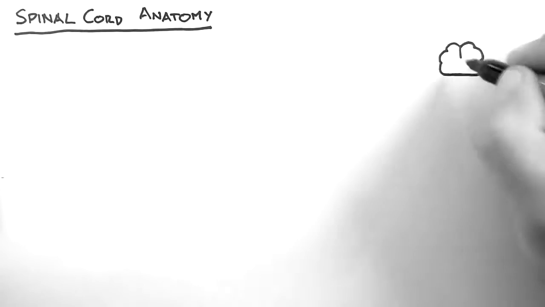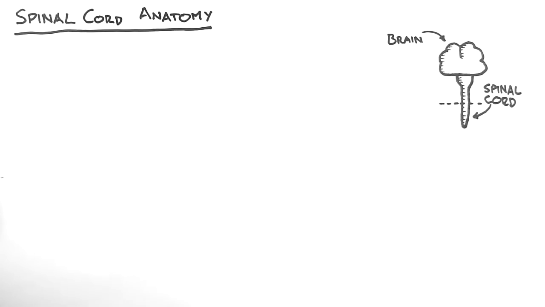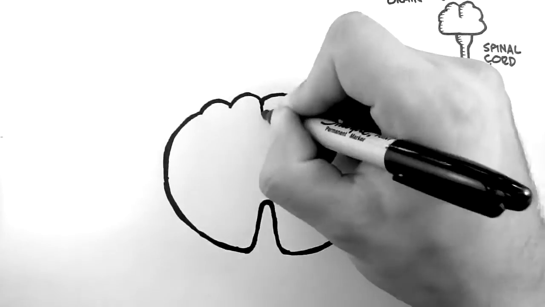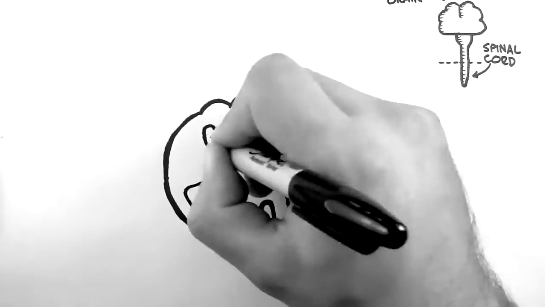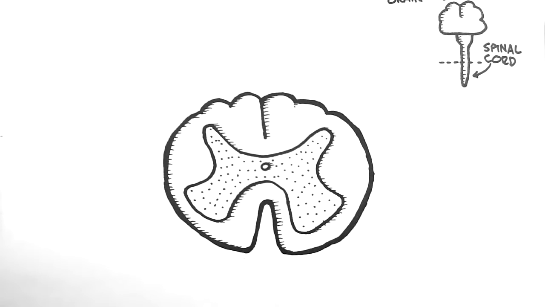So let's begin by taking a cross-section of the spinal cord. We're going to cut through here like this. And this is what we see.